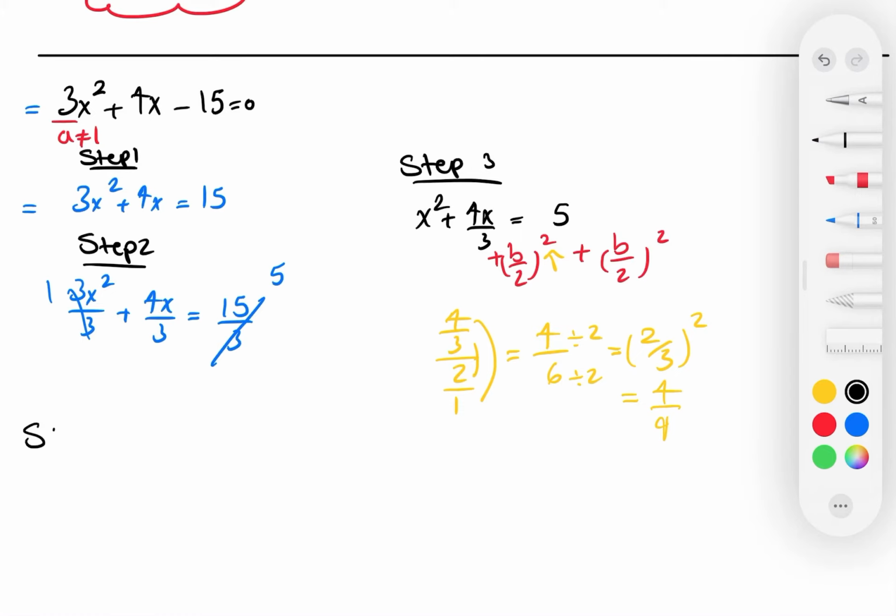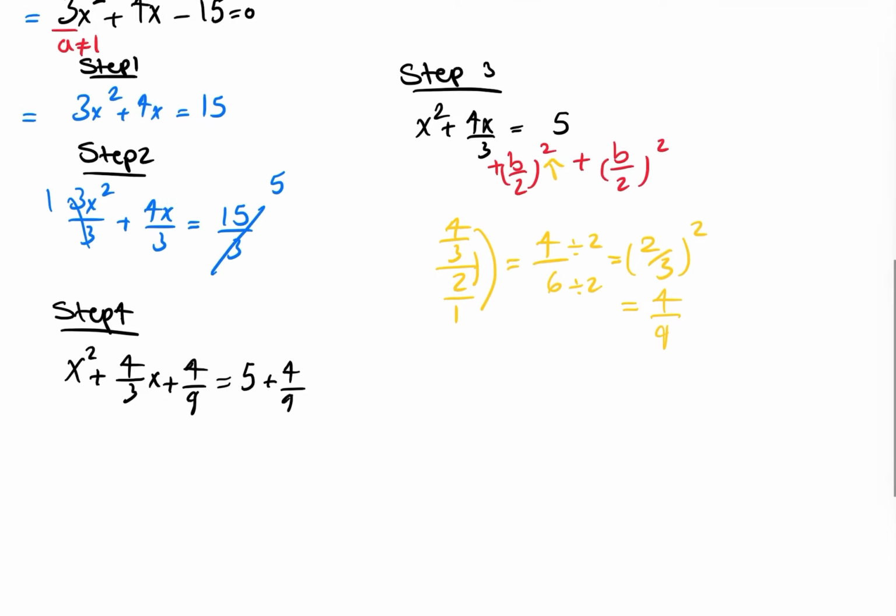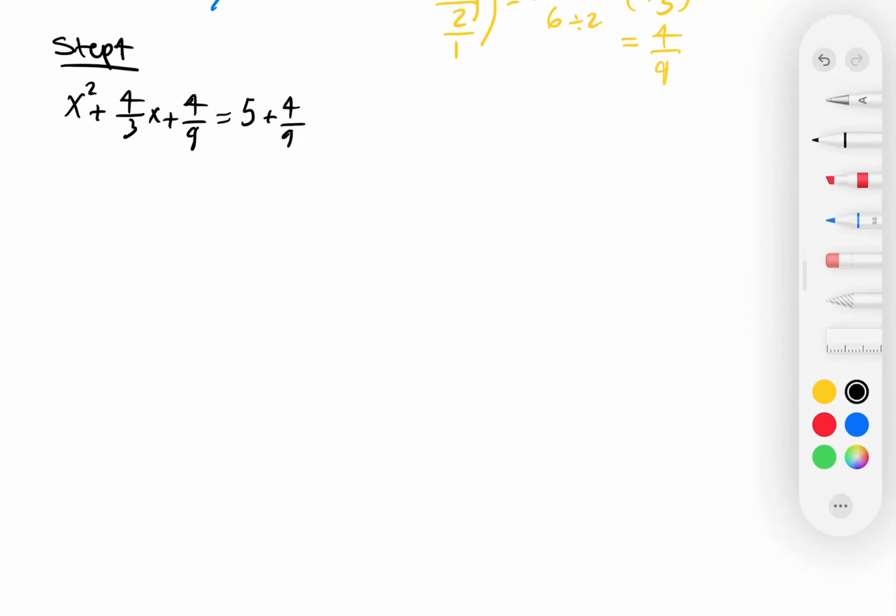Okay, so step 4, we now have, let me make that a bit neater. Step 4, we would have x squared plus 4 over 3x plus 4 over 9 is equal to 5 plus 4 over 9. We're adding 4 over 9 to both sides. Okay, so now we have an equation which can be factorized. What number multiplied would give us 4 over 9, but adds up to 4 over 3, right? I'm just factorizing this left-hand side.